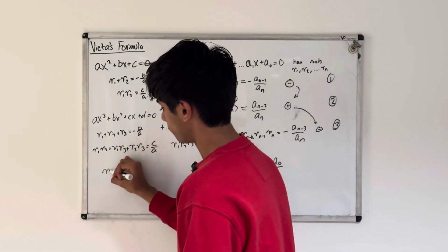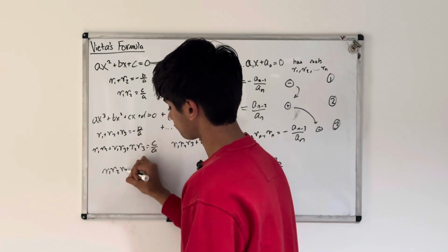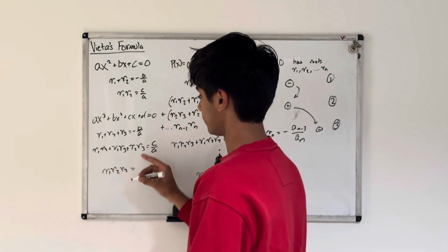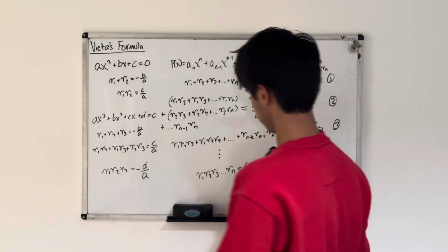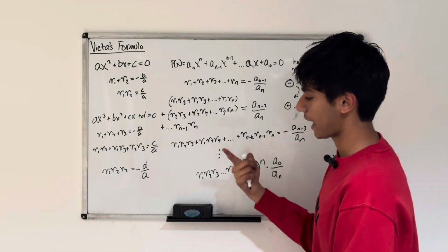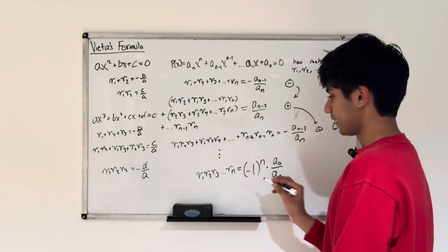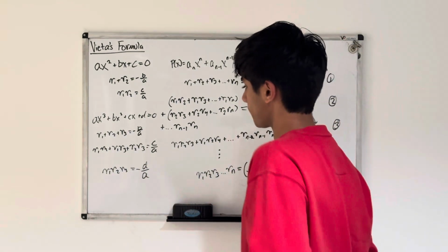Finally, we have r1 r2 r3 as our final one. It's going to equal d over a, but negative because, again, we alternated signs. And if we use this formula, negative 1 to the power of 3, the third equation, it's going to be negative 1, so negative d over a.